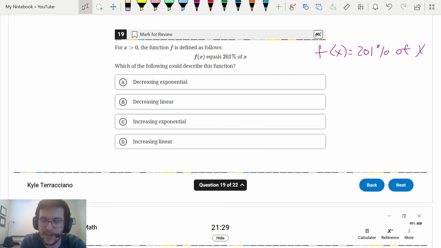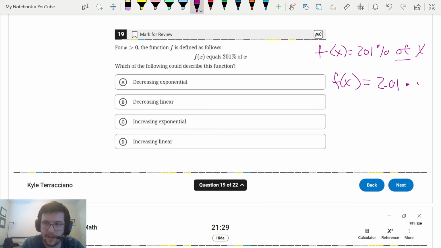So whenever you do a percent of, you change the of to multiplication, and you change the percent to a decimal by dividing by 100. So 201%, so 201 divided by 100. I'm going to do that on my calculator so I don't make a mistake. I get 2.01 of, remember we changed of to multiplication, so 2.01 times x, which is just 2.01x.